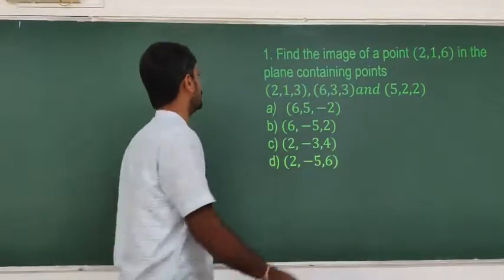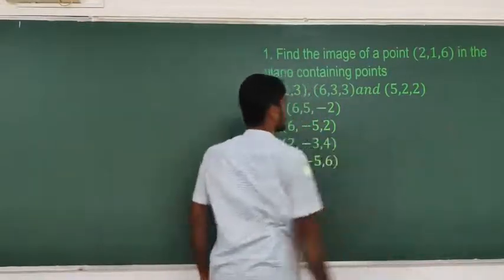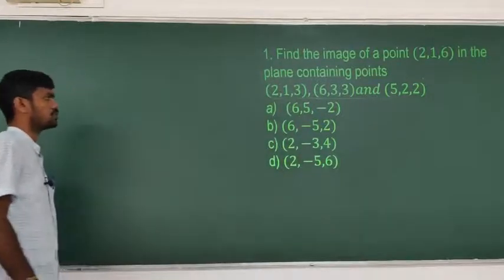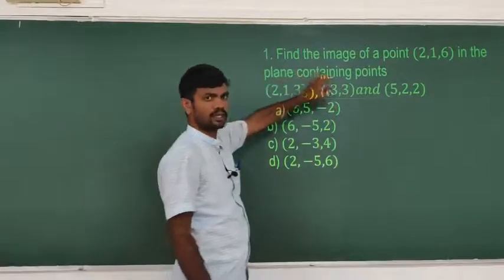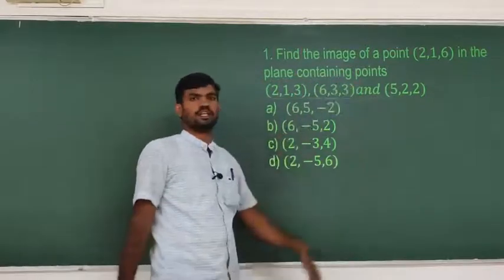So first, these 3 points are non-collinear points. So first we have to find the equation of the plane passing through these 3 non-collinear points.